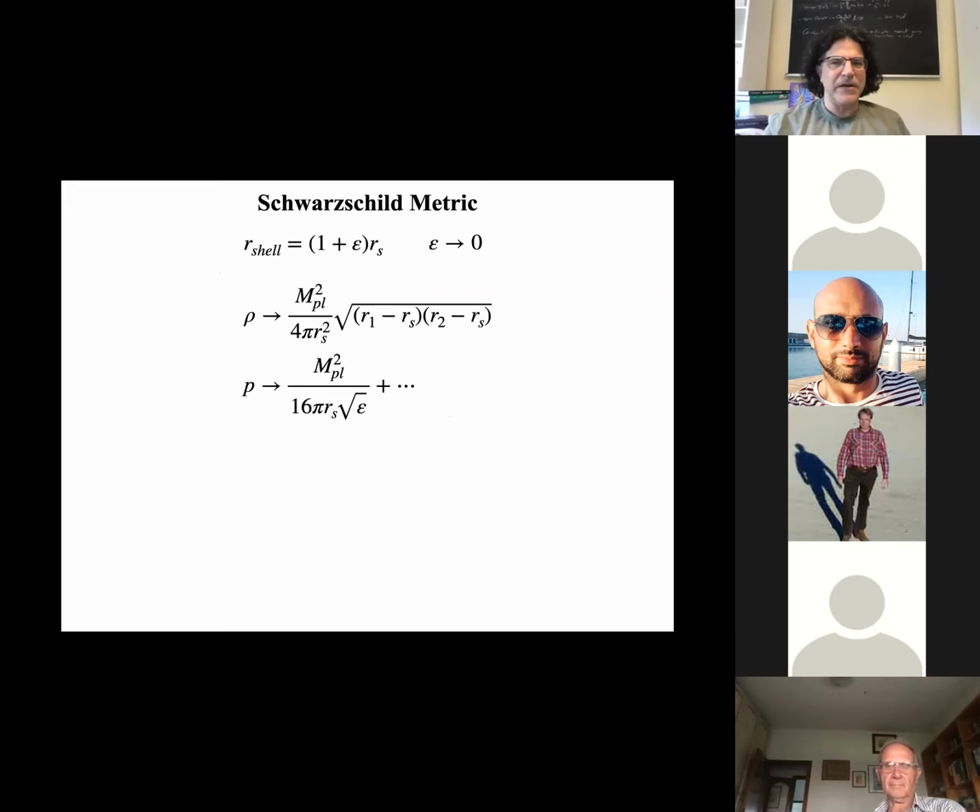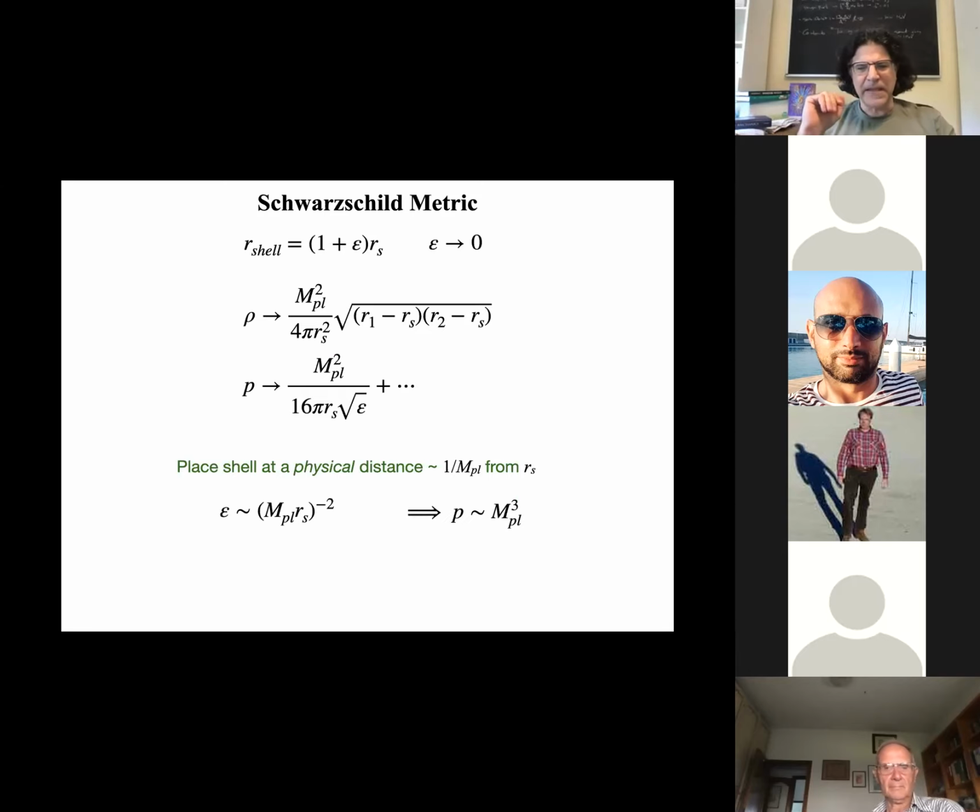If we go through the same math, we find that the density again tends to a constant in the limit that epsilon goes to 0, but that the pressure again diverges as 1 over the square root of epsilon. So we use the same procedure. We ask what happens if we put the shell just a physical Planck length away from the horizon, using the metric on the exterior. That sets the value of epsilon, and from that we get a pressure, and it turns out when you're a Planck length away from the horizon, your pressure is also Planckian.